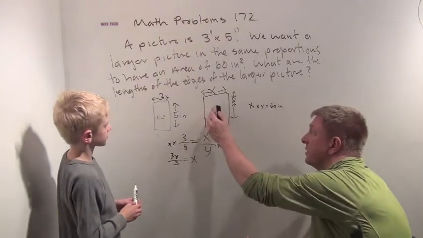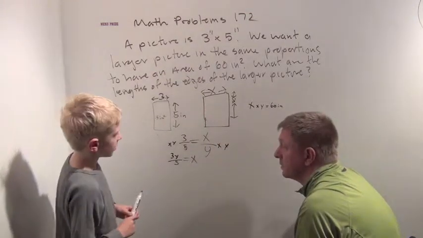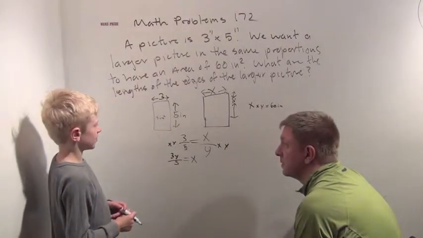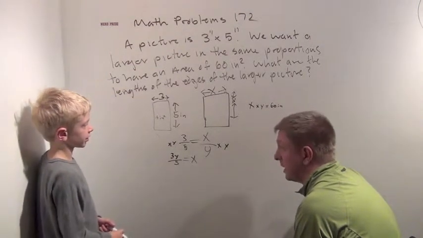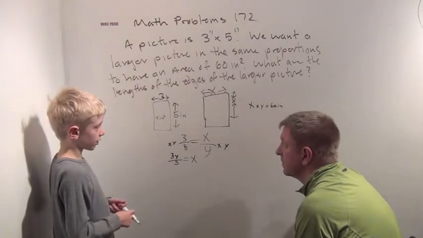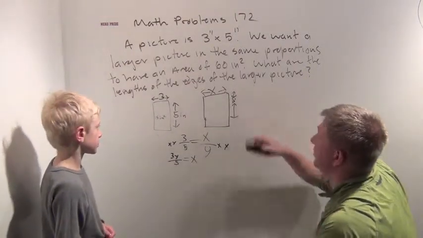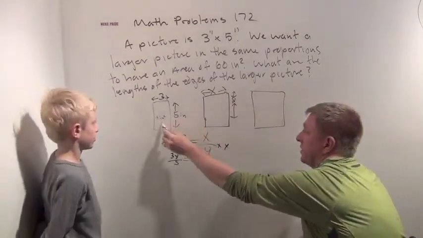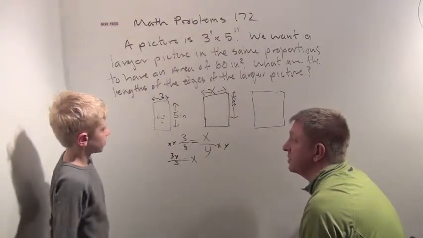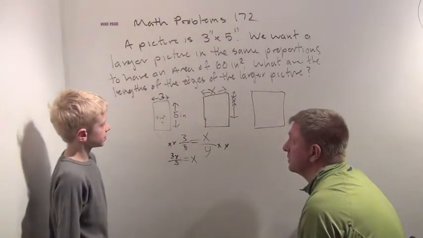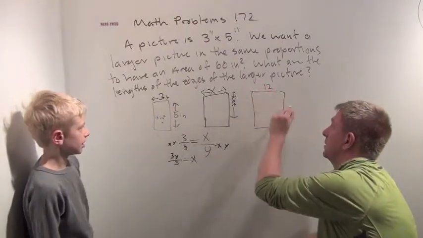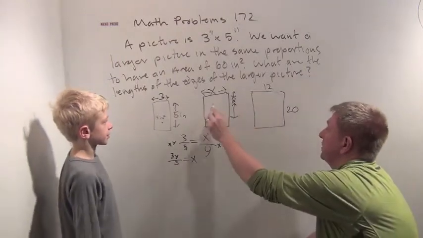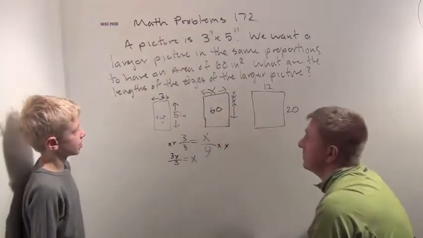How can we make the area of this 4 times bigger? We can multiply it by 4. Okay, let's multiply by 4. So what would the proportions of this be then if we multiplied by 4? It would be 12 by 20. Okay, and what's the area when you multiply 20 times 12?